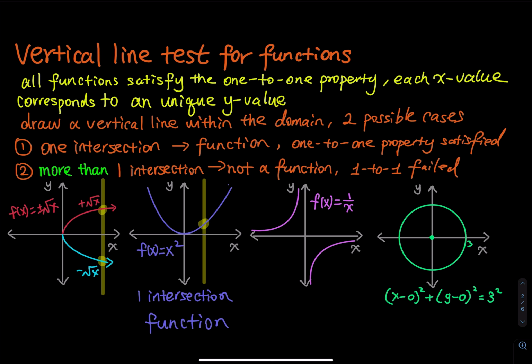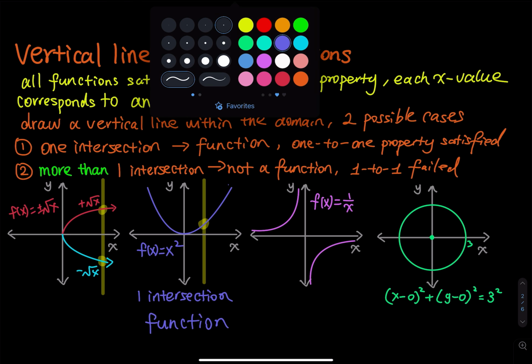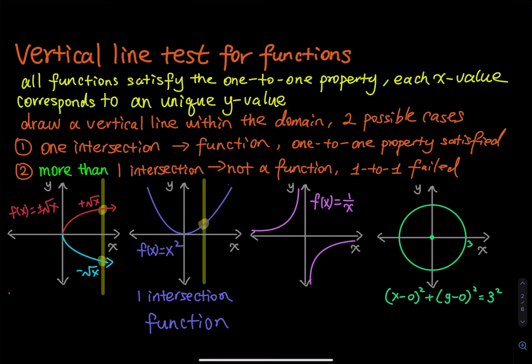So you put one x value in, you get two different y values. That is not one-to-one, that is 1-to-2, right? That's why the vertical line has two intersections. When that happens, the one-to-one property has failed, and this graph is not a function. So this one, I will just match the color. This is more than one intersection. Then this is not a function.